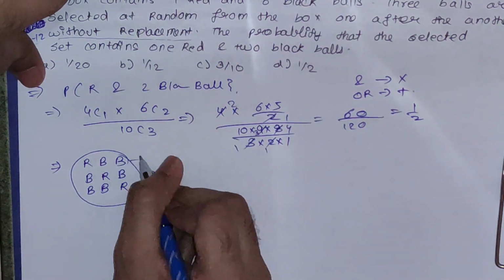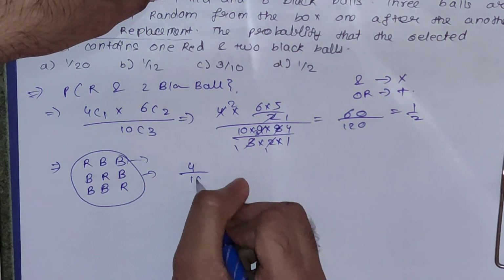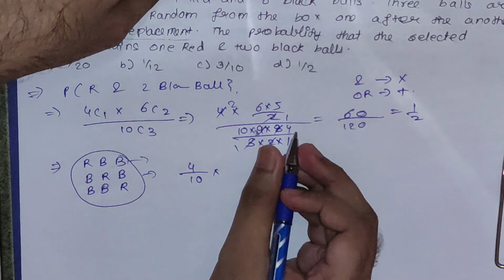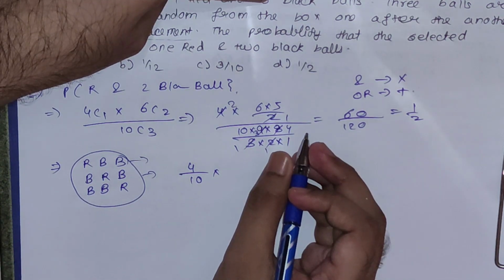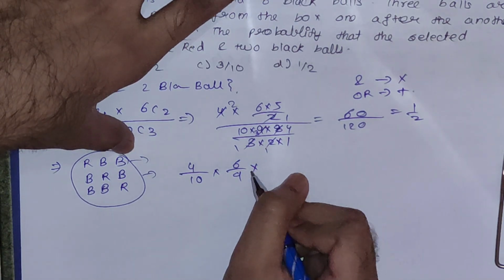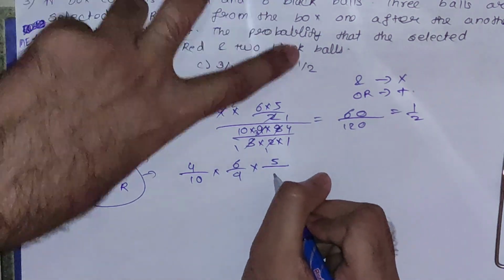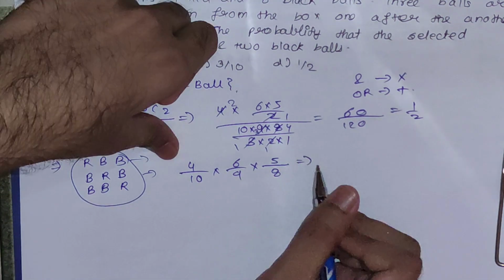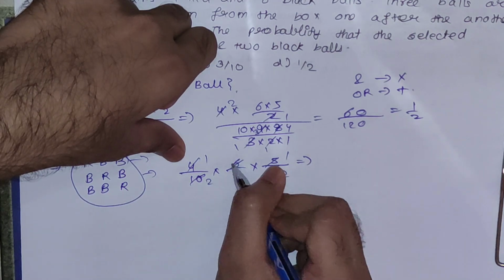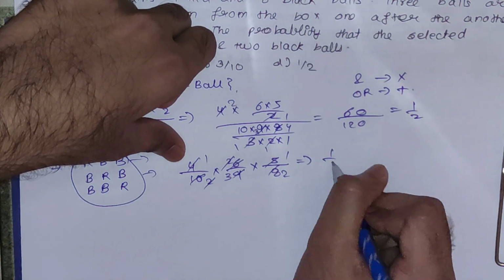If we solve for this first case, the probability of the red ball will be 4 upon 10. Since it is without replacement, we will be remaining with 9 total balls, and the red balls become 3, and we have 6 black balls, so for a black ball it will be 6 upon 9. And again a black ball: 6 black balls reduce to 5, so we have 5 upon 8, since one ball is also reduced. So we will have 1 by 6 after cancelling.